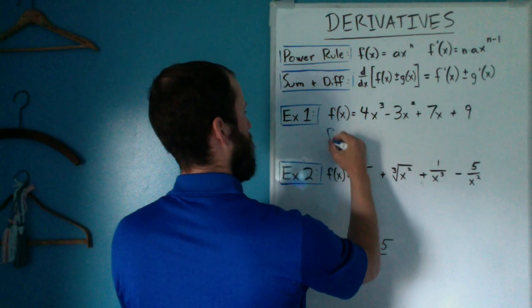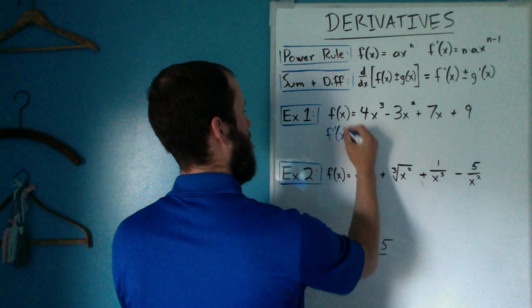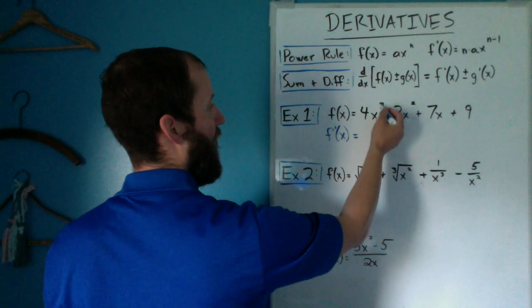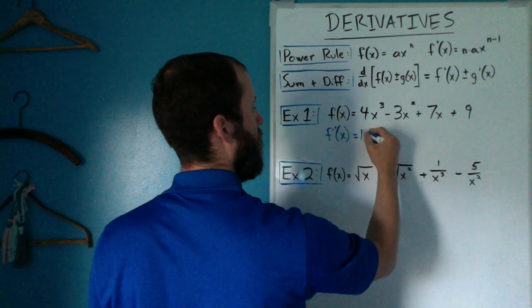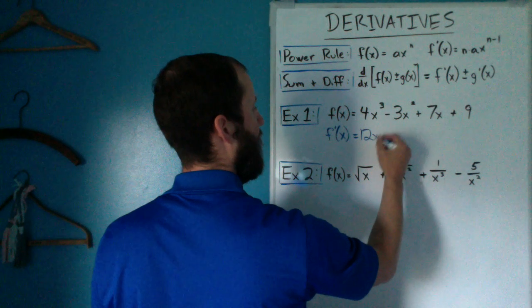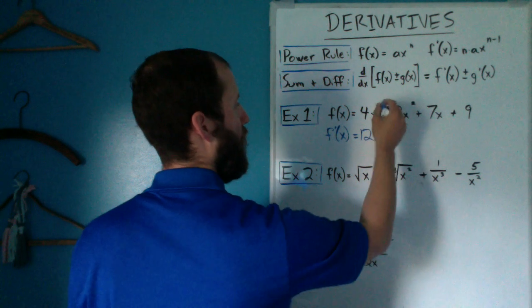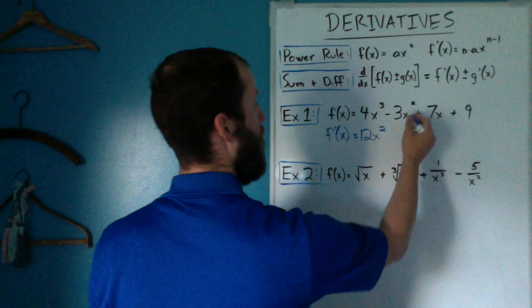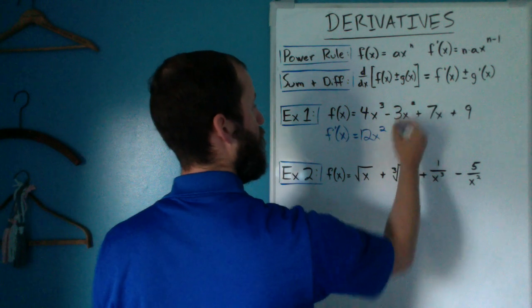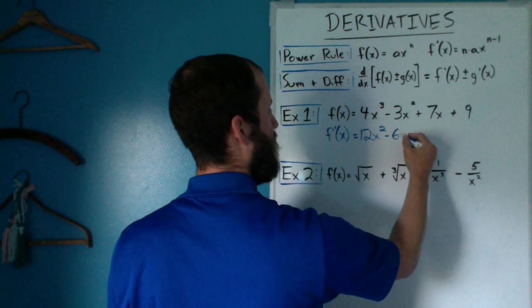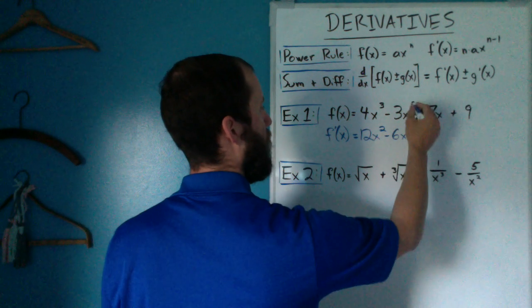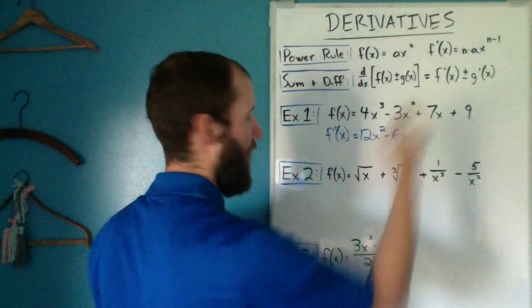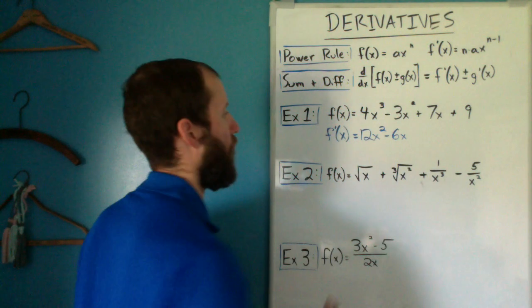So f prime of x. Power rule, bring the exponent down, 3 times 4 gives you 12. Decrease your exponent by 1. 3 minus 1 is 2. Next, bring the exponent down. 2 times 3, that'll give us a negative 6. Decrease the exponent by 1. 2 minus 1, let's just call it 1. 6x to the first, we won't even write it.